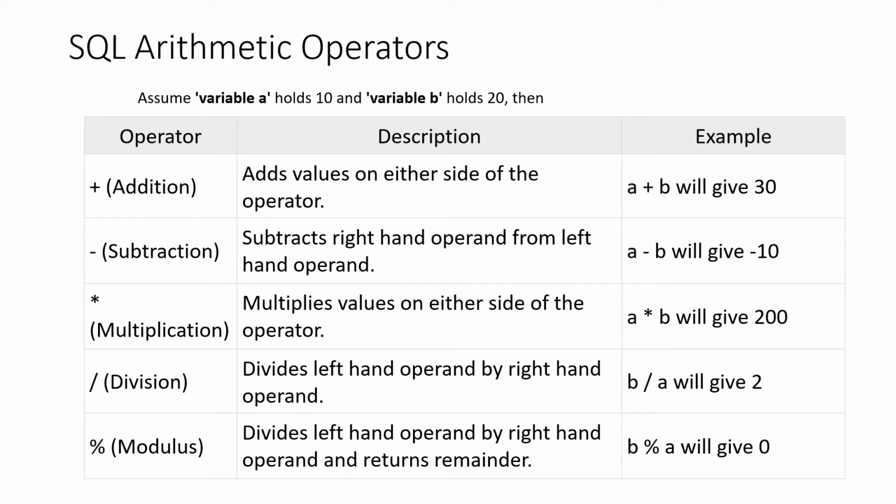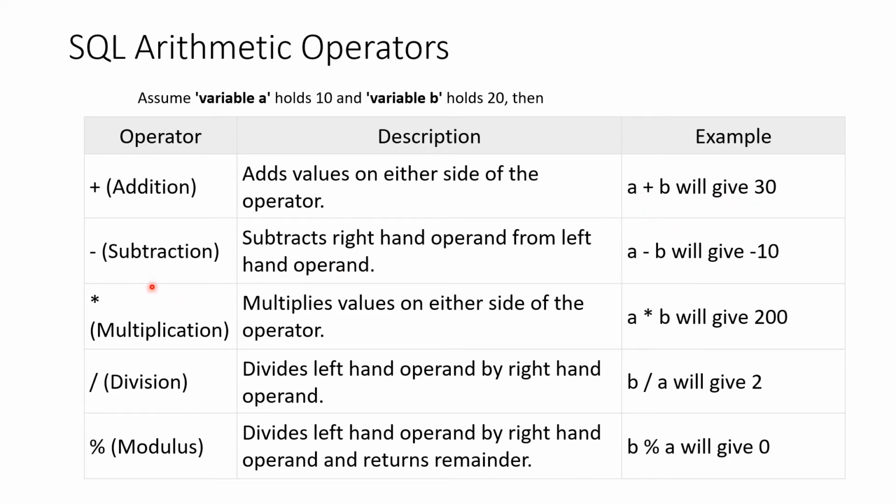First is SQL arithmetic operators. If we take examples of variables, then we will understand it very easily. We have taken two variables a and b, and we have assigned the values 10 and 20 to variables a and b. Now we see what happens with these variables when we apply these kinds of operators on them. First is addition. It shows the added value. So a plus b will give 30.